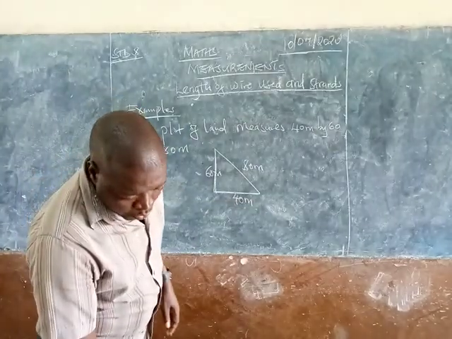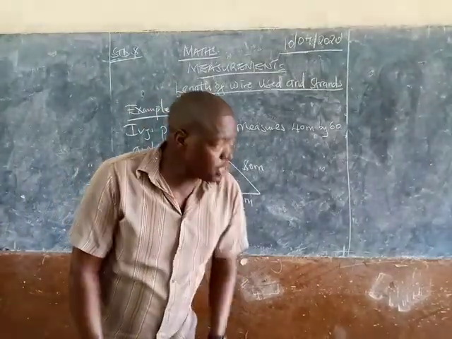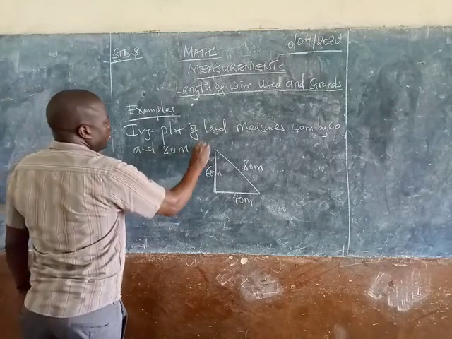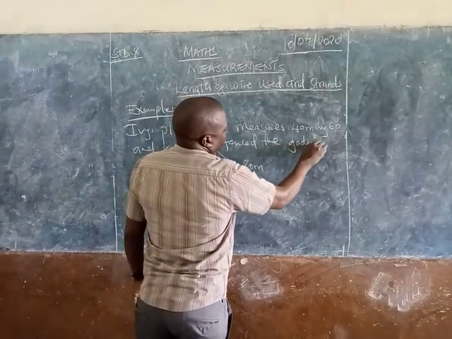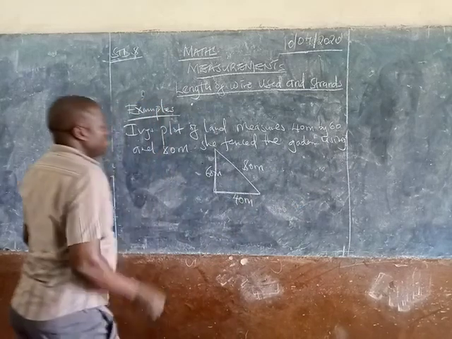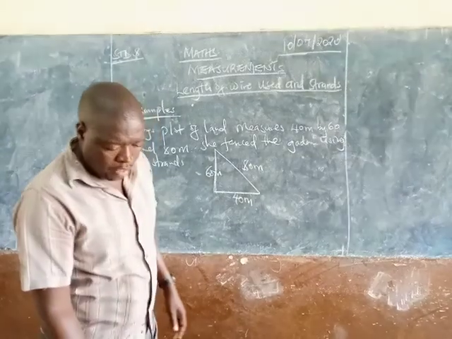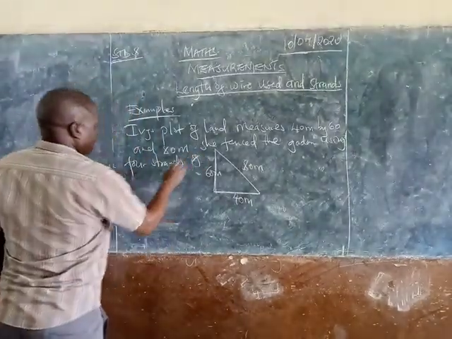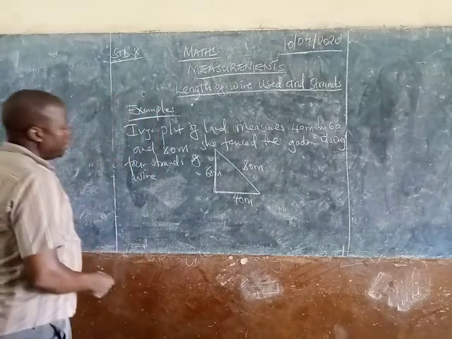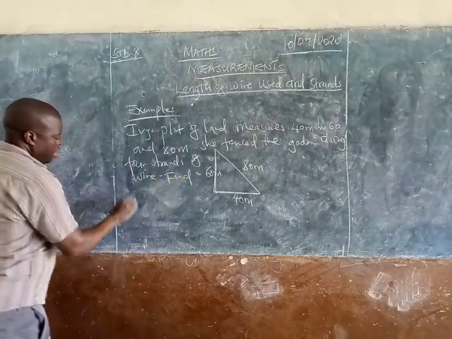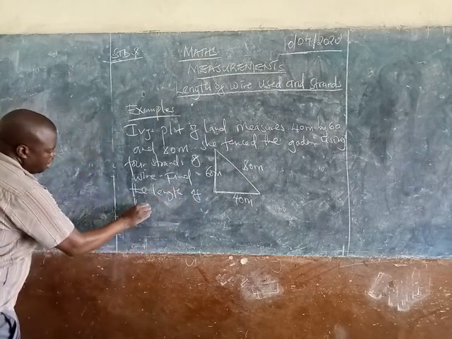Now, the question says that she fenced the garden using four strands of wire. Using four strands of wire, find the length of the wire she used.